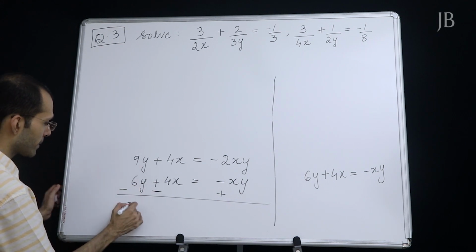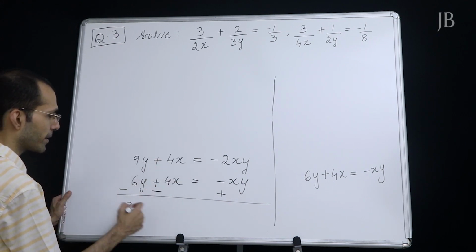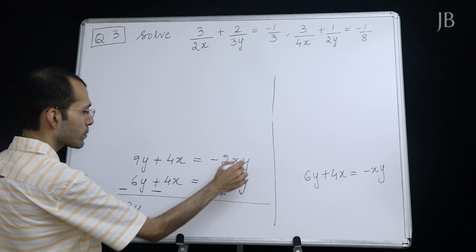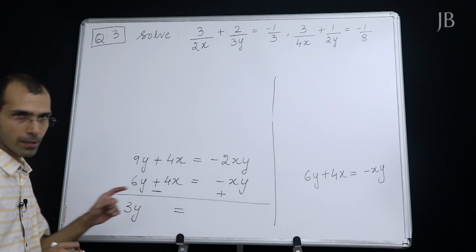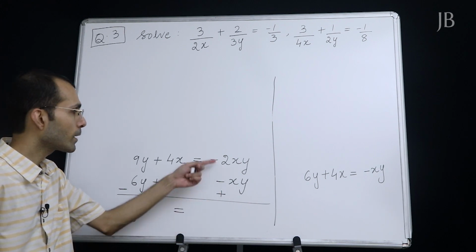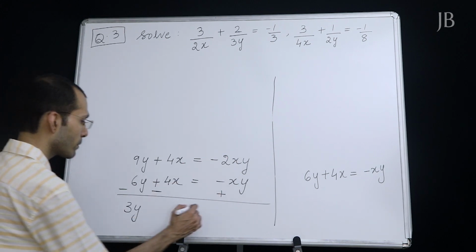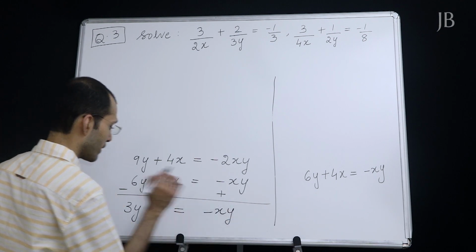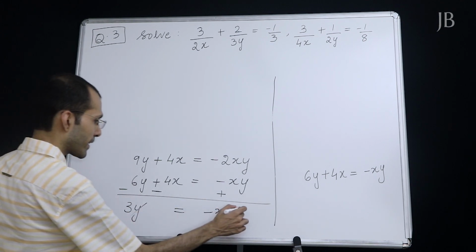And 9y minus 6y is 3y. This will get eliminated. Minus 2xy plus xy, we have to deal with the new signs, minus 2xy plus xy, that will be minus xy. Now y and y will get cancelled.